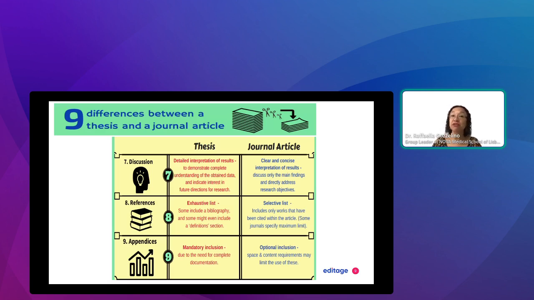In terms of references as well, in the thesis you need to provide an exhaustive list because sometimes you might even have a specific section and instructions to write that reference section in your thesis. Sometimes it goes up to 30 pages of references because the thesis is much longer, and therefore even all the references that you inserted in the introduction need to be very well thought out.